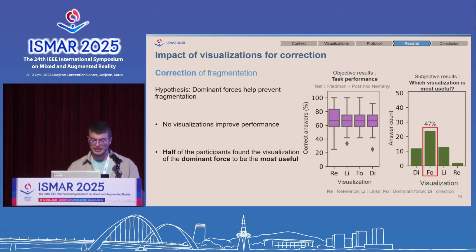Now for the second task, this time we were expecting that dominant force will help to prevent fragmentation, as it gives a hint about why the robot is moving like this. Maybe it can help users understand how to change that behavior to modify the overall behavior of the swarm. Looking at the results, we found that no visualization improved performance, and the subjective results show that half of the participants found the visualization of the dominant force to be the most useful.